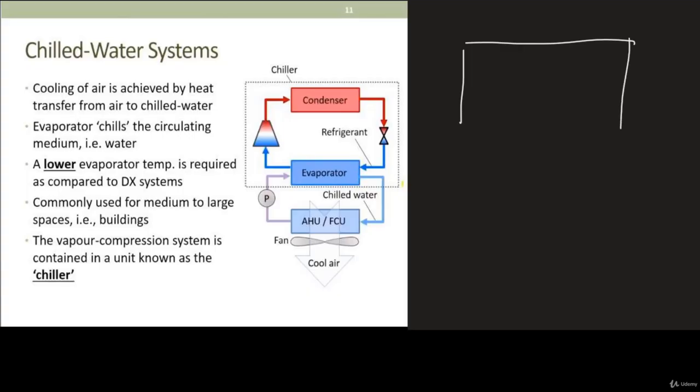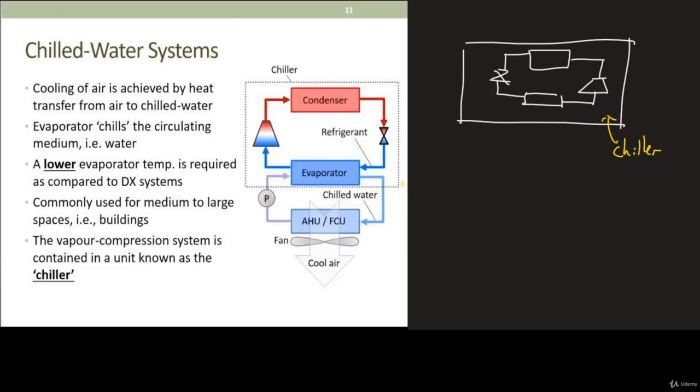So your vapor compression cycle, the whole of this device, is under a single unit, and this whole single unit is what we call a chiller. So let's say now I use a box to represent the chiller. What happened is there will be two loops.